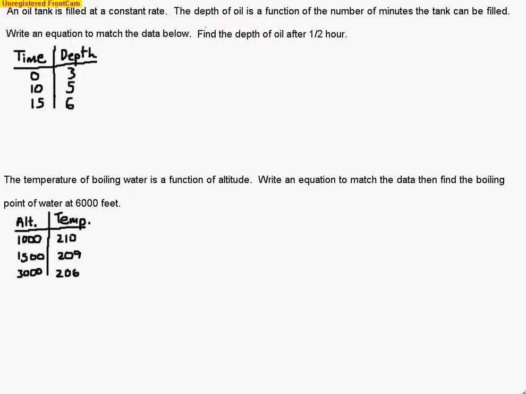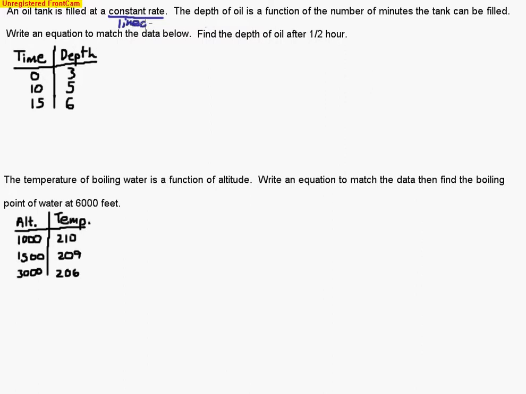The second part of today's lesson deals with why we might write an equation for some information that's given to us. Let's take a look at two examples here. We have an oil tank is filled at a constant rate. Now, typically constant rate, when you see that word, it's a key word there telling us that we're going to be dealing with a linear equation.